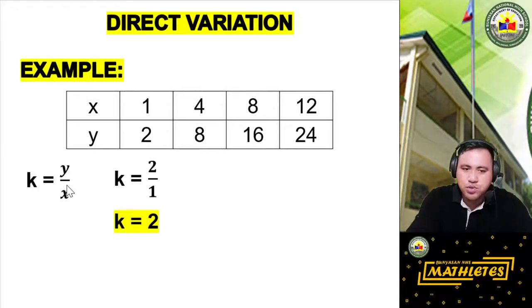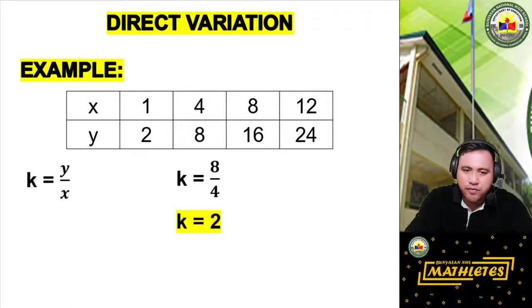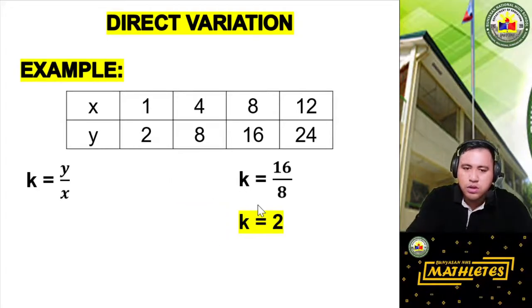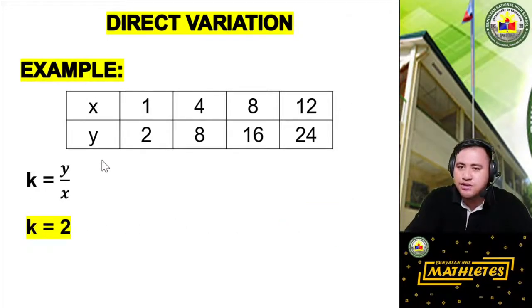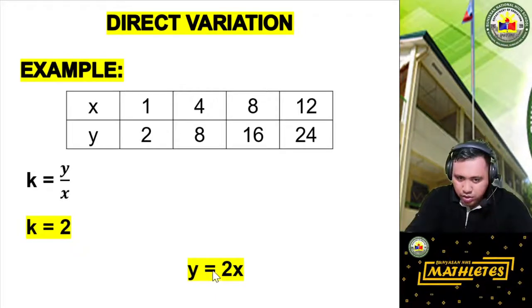So we have 2 divided by 1 is 2, then 8 divided by 4 is 2, 16 divided by 8 is 2, 24 divided by 12 is 2. So therefore, the constant is 2. Now, we are going to write the equation. The equation is y is equal to, substituting 2 for k, y is equal to 2x.